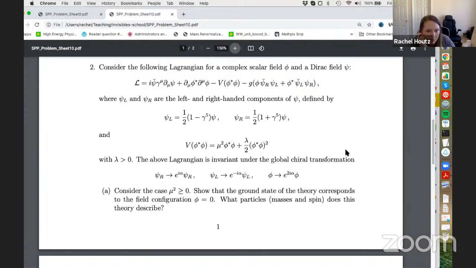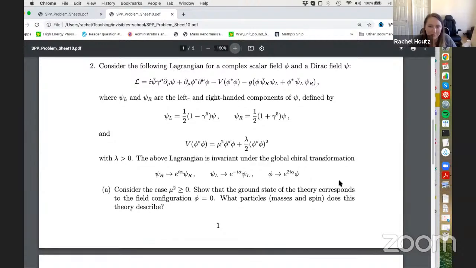And so we also know that the above Lagrangian is invariant under the global chiral transformation, where the right-handed fields go to e to the i alpha times the original right-handed field, but the left transforms like e to the minus i alpha, and then the scalar field transforms like e to the positive 2 i alpha. And basically, apologies, I'm going to scroll down, but I'll try to return if you need to write things down.